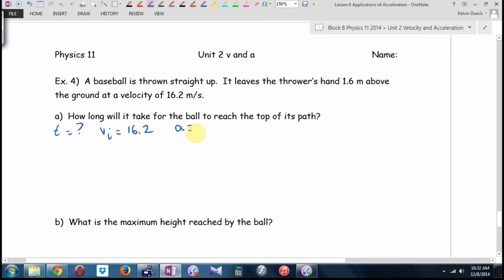I know that. Negative 9.8. And then who remembers from last day the fact that we're at the top? I know something else. VF. All right, looking for an equation that's got T, VI, A, and VF in it.